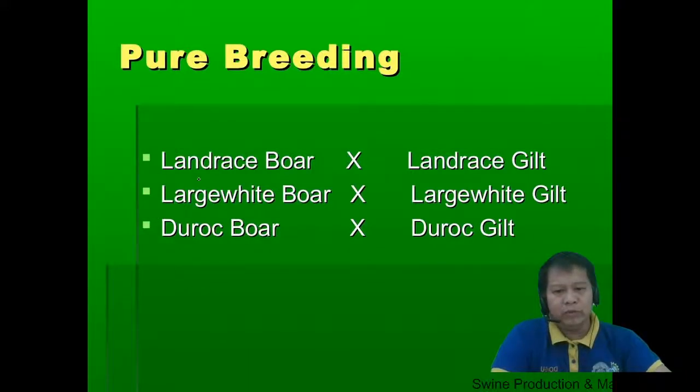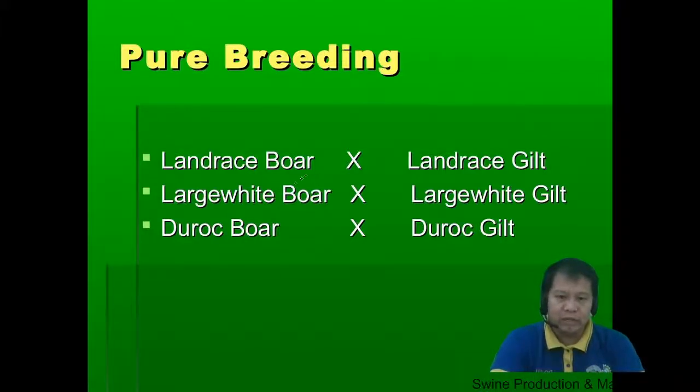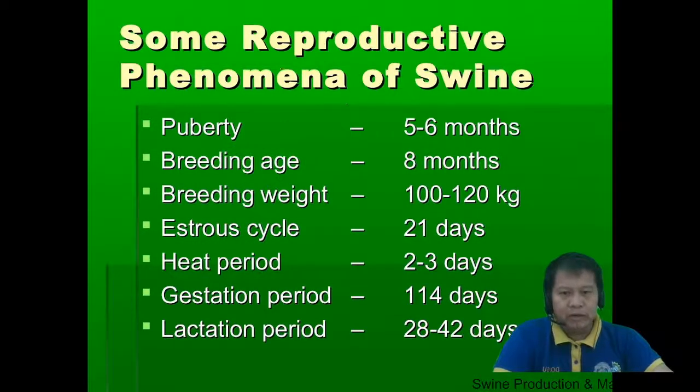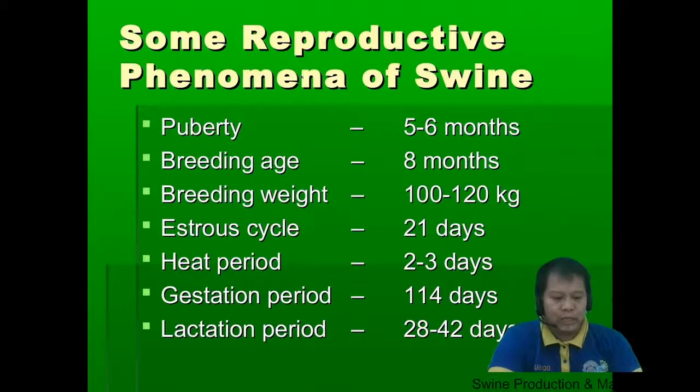So, we have pure breeding. We have Landrace between Landrace, male and female, Large White between Large White, male and female. Those are pure breeding. And Duroc boar and Duroc gilt, an example of pure breeding. So, pure breeding, meaning to say, the same pure breed ang breeding, laki yung Landrace, laki, Landrace nga bay, pure breeding yan.